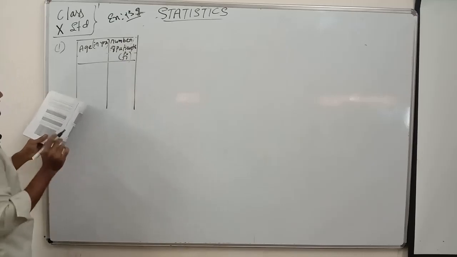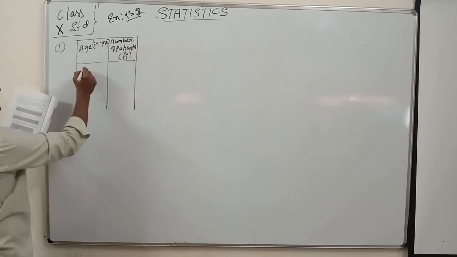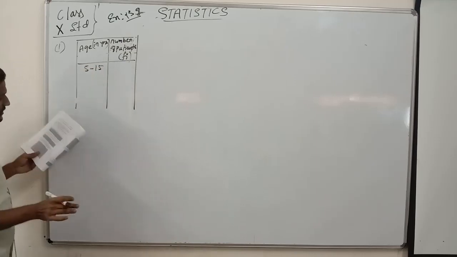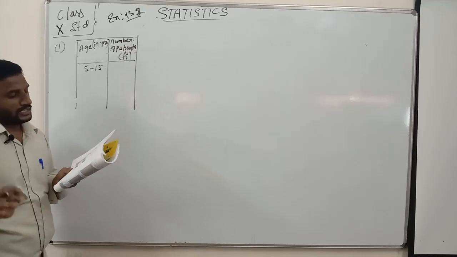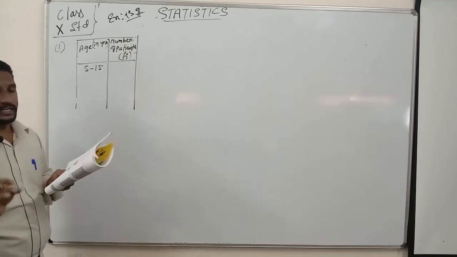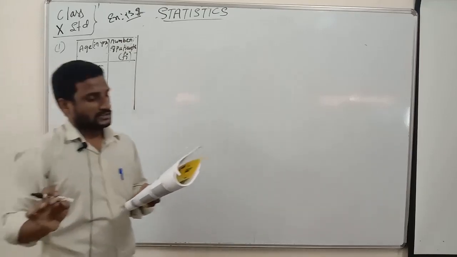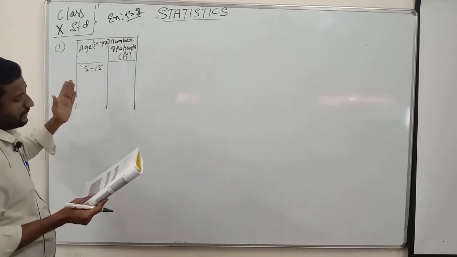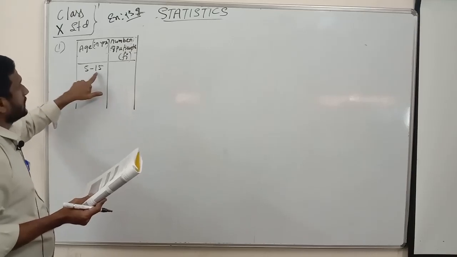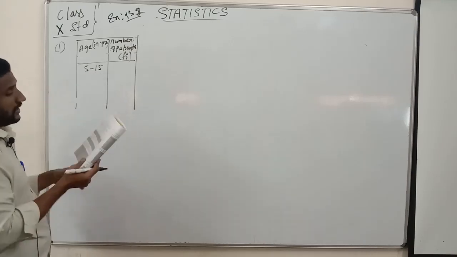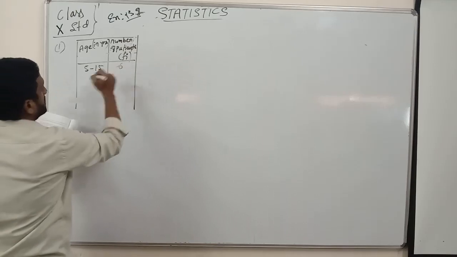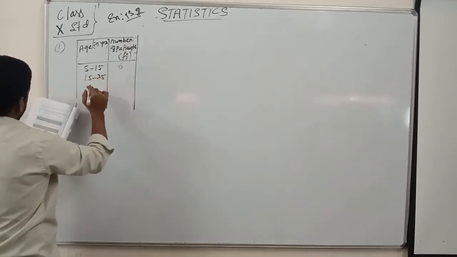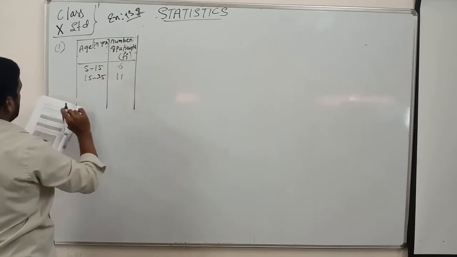5 to 15 years age. How many patients are there in the age 5 to 15? The question is like this: the following table shows the ages of the patients admitted in a hospital during a year. In a particular year, patients have been admitted in the hospital. Between ages 5 and 15, 6 patients were admitted. Next, 15 to 25, 11 patients admitted.